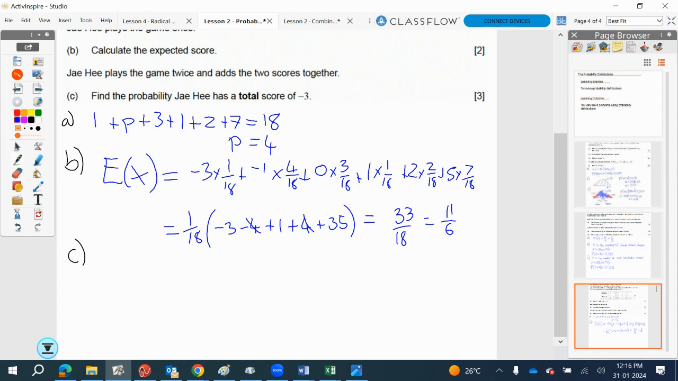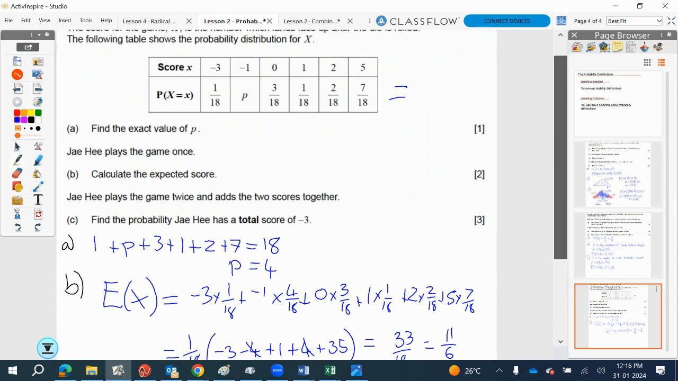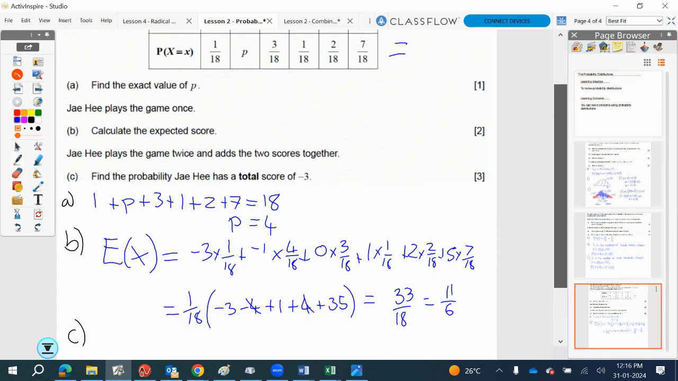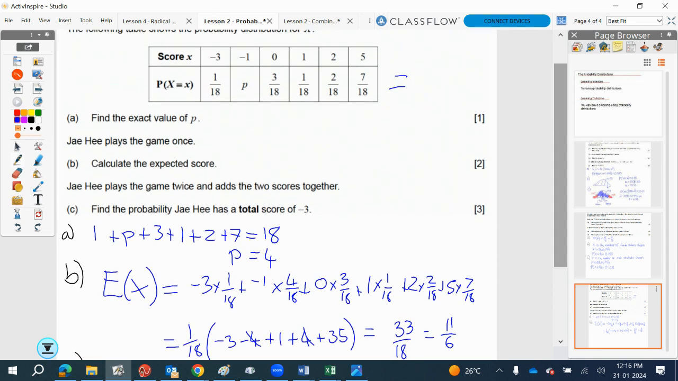JD plays the game twice and adds the two scores together. Find the probability that he has a total score of minus 3. Ooh, so this is tricky. Well, this is interesting. There's multiple scenarios. Can we stay focused? How can we score by rolling the dice twice? How can we score minus 3?